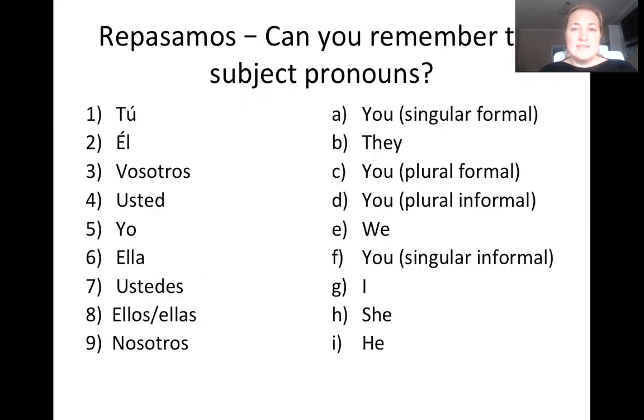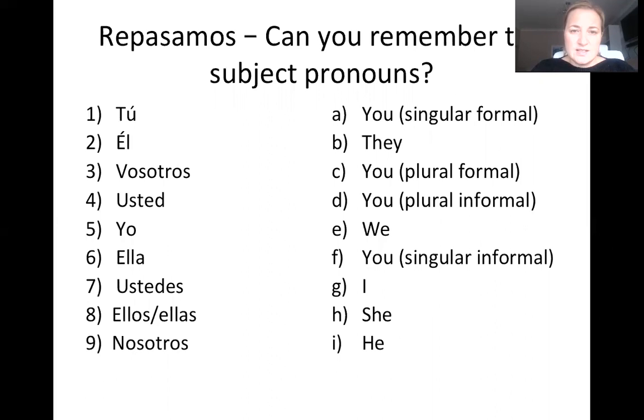So, empezamos y repasamos. So let's make a start and let's do a little bit of revision. Repasamos. Can you remember the subject pronouns? Now, if you at this point have not done the lesson from a few weeks ago on estar, I suggest that you maybe pause this and go back a couple of lessons and do that lesson first. That will very much help you with this exercise here. Right, so if you haven't done that, that will take about 15 minutes, and I suggest maybe it's worthwhile doing that first before you have a look at this.